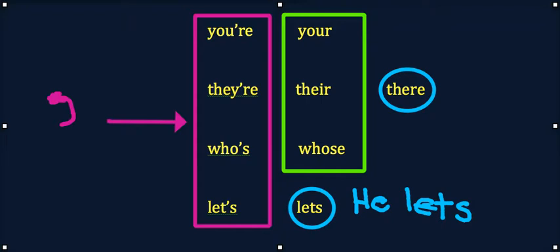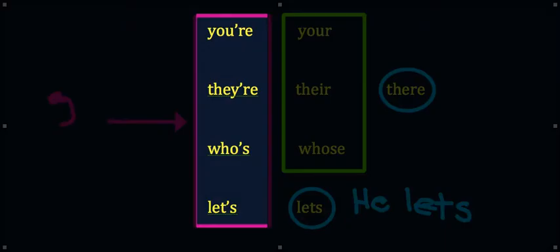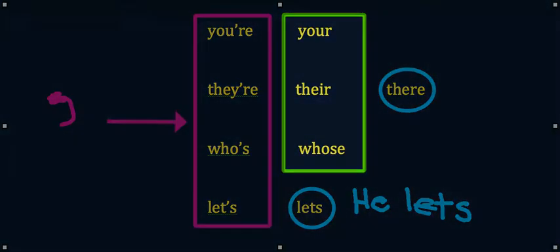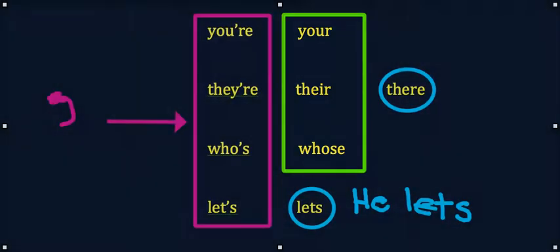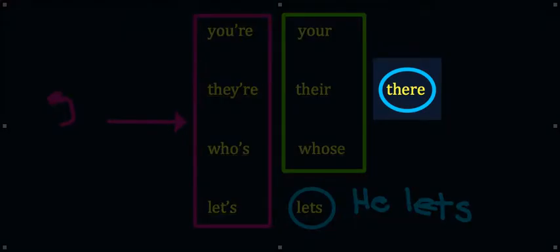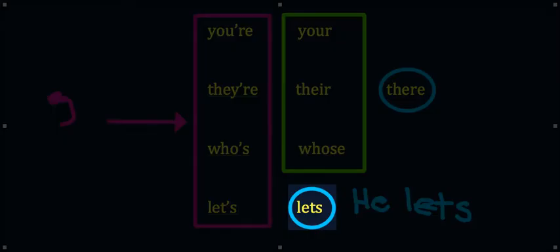So take a look at these boxes and circles on this page. Maybe the pattern will help you. Often the issue is with contraction, with the substitution of a letter with an apostrophe, with you're, they're, who's, let's. Or it could be a possessive, your, their, and whose. And then there are these other two words, the there and the lets.